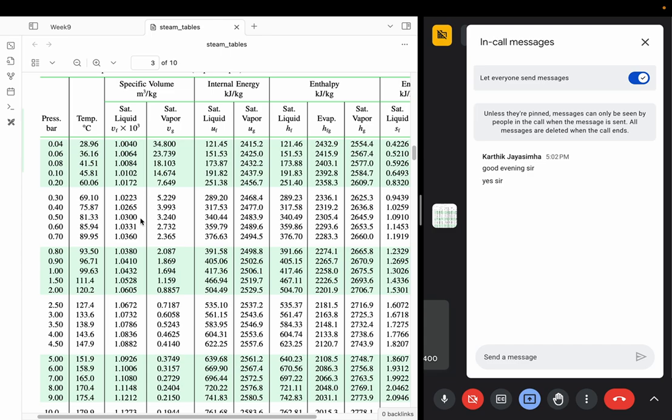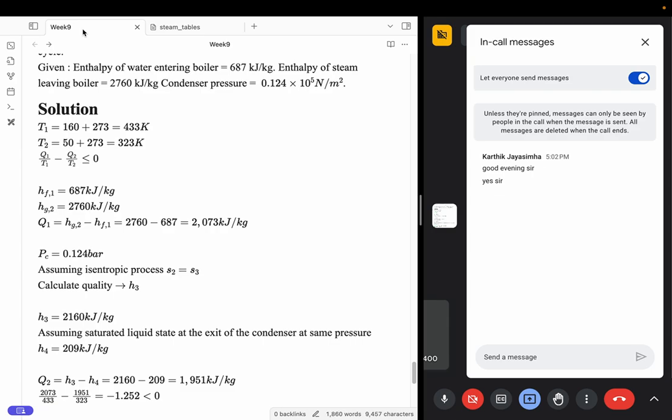So for example, the pressure is around 0.1 bar. Once you calculate the quality, you can use HF and HG to calculate the enthalpy, right? So HF plus quality times HFG should give you the enthalpy. This HFG is basically HG minus HF.